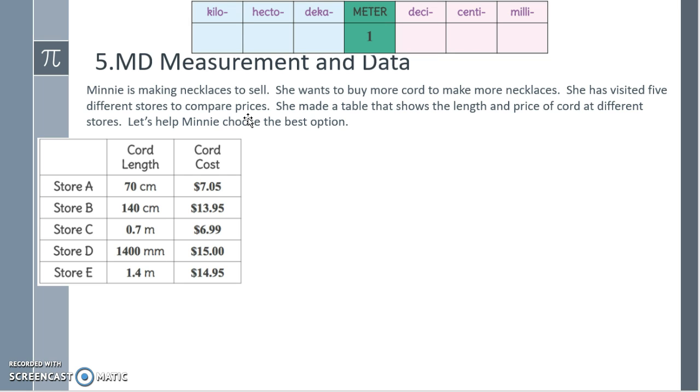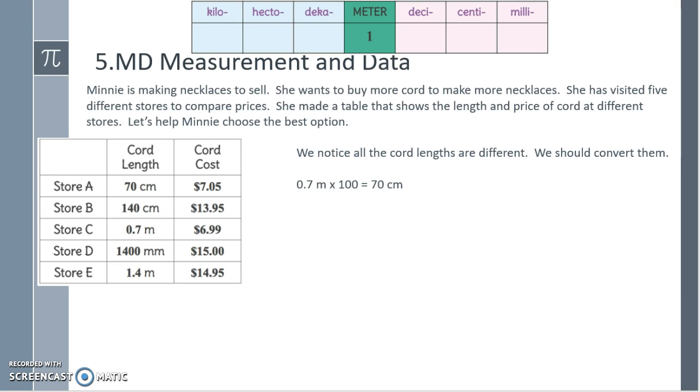Minnie is making necklaces to sell. She wants to buy more cord to make more necklaces. She has visited 5 different stores to compare prices. She has made a table that shows the length and price of cord at different stores. Let's help Minnie choose the best option. So above at the top of the screen, I have our meter chart, and I have some different items. When I look at the cord lengths, some are in centimeters, some in meters, and some in millimeters. I think it would be best if we converted all of them into centimeters to really get a look for things.